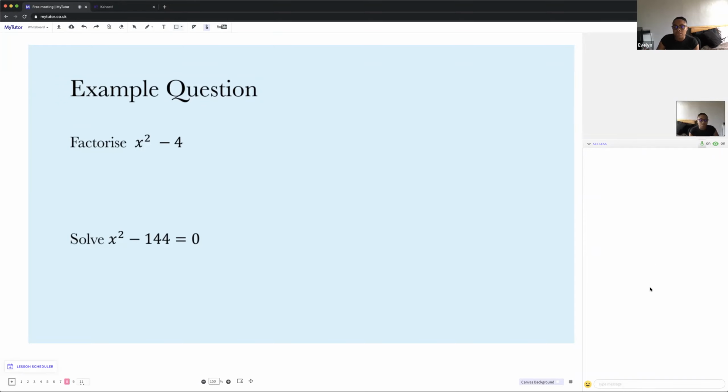Someone asked, will it be on the calculator paper? Yeah, it could be on either. It could be on the non-calculator paper or the calculator paper, but this is most likely to be on the non-calculator paper, because it's a little bit easier to work these out if you do have a calculator.